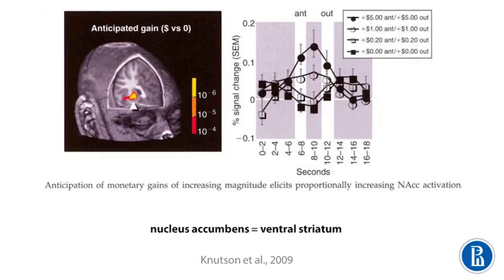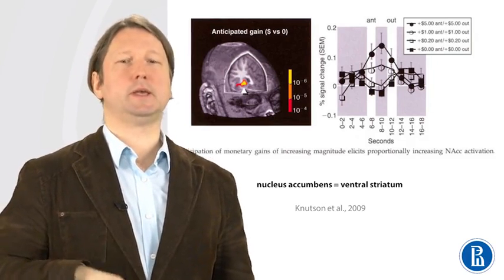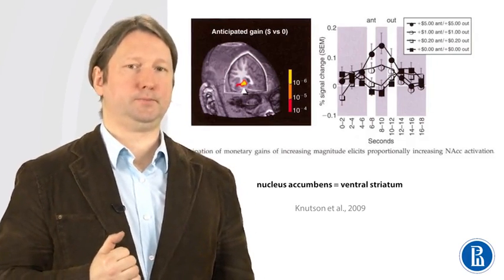And this study nicely shows that when a person during the fMRI study anticipates $0, 20 cents, $1, or $5, the nucleus accumbens is activated proportionally to the anticipated gain magnitude. So overall, the activity of the nucleus accumbens encodes the anticipated gain magnitude.